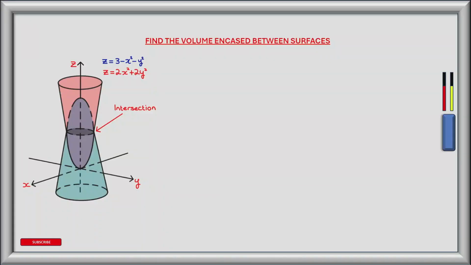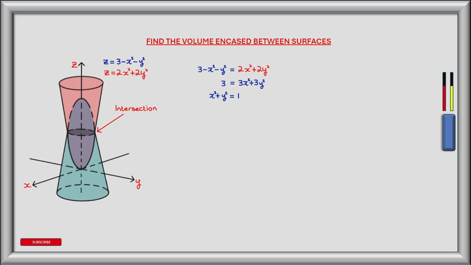Our first step to finding the volume between the surfaces is to find the region of intersection and then to convert this region to polar coordinates. I've marked the region of intersection on the diagram. To find where the surfaces intersect, we let one equation equal to the other. So we have 3 minus x squared minus y squared is equal to 2x squared plus 2y squared.